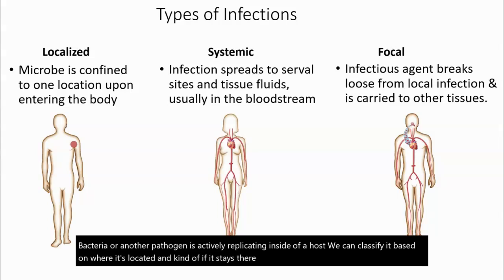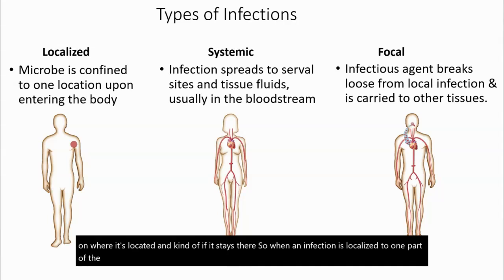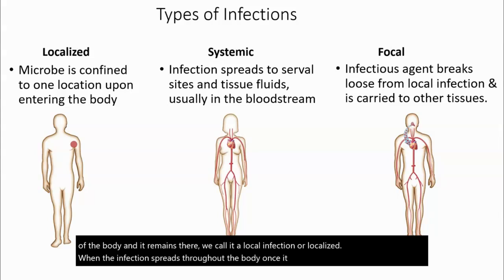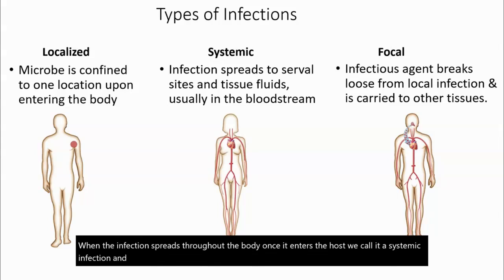So when an infection is localized to one part of the body and it remains there, we call it a local infection or localized. When the infection spreads throughout the body, once it enters the host, we call it a systemic infection. And occasionally, an infection will start off as local, and then if the opportunity arises, it will spread. So we actually refer to that as focal.